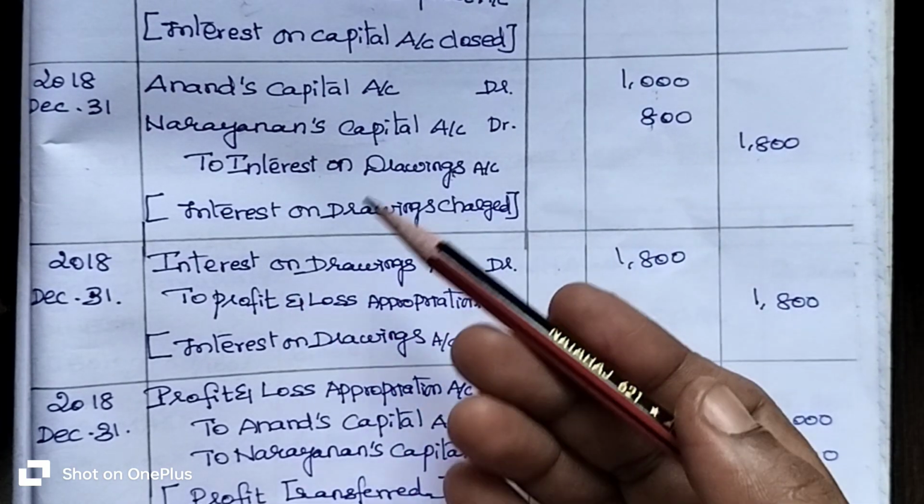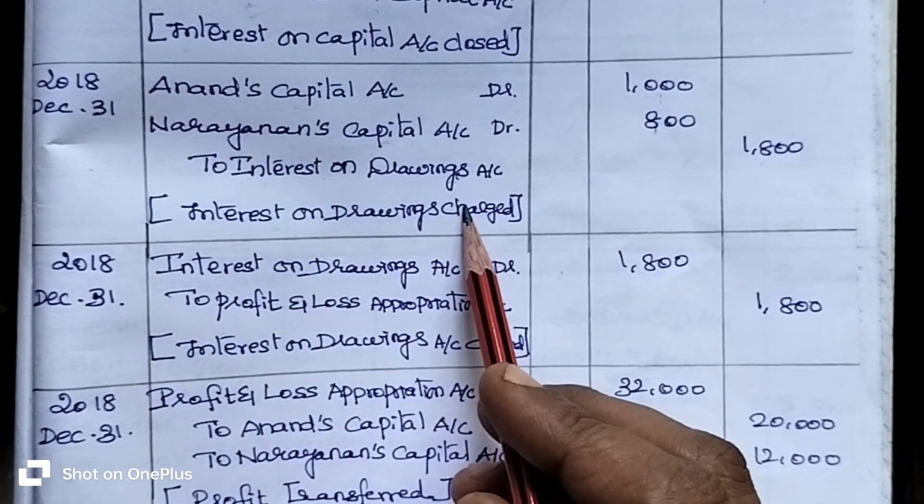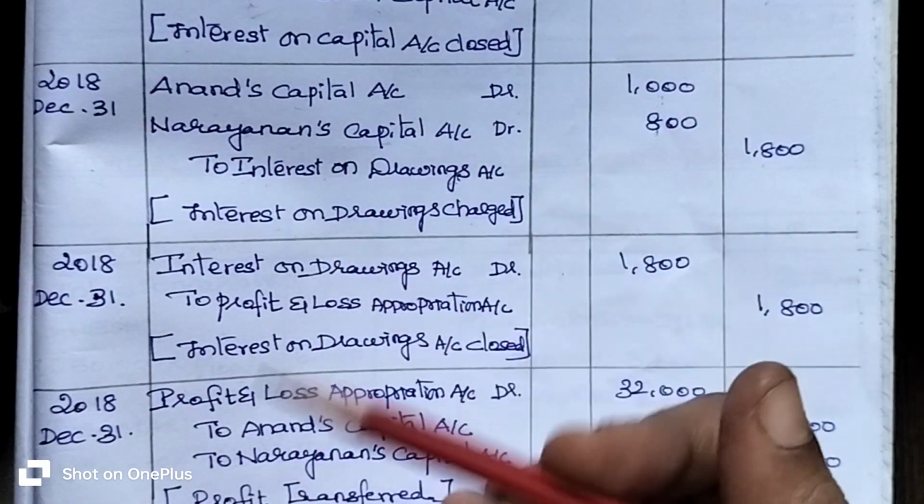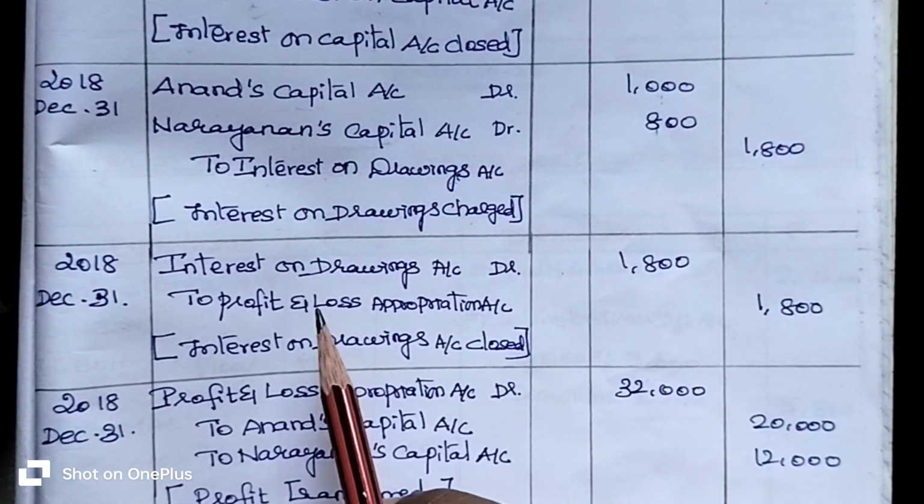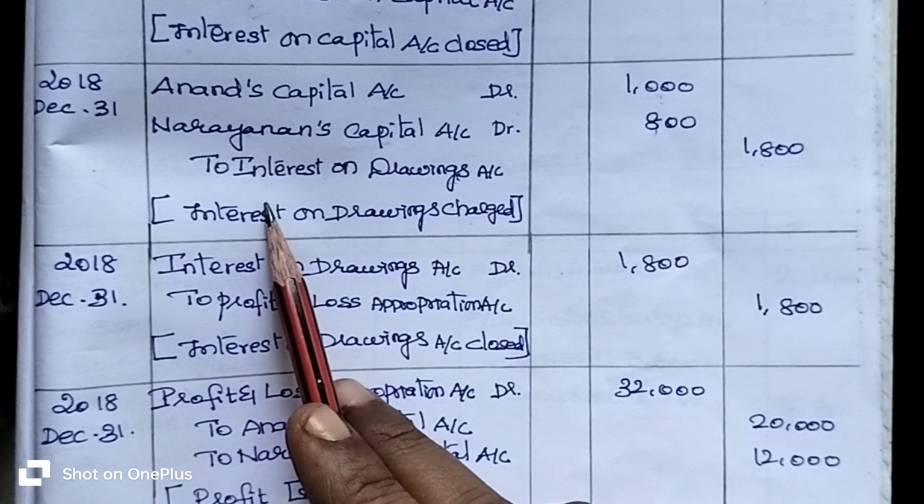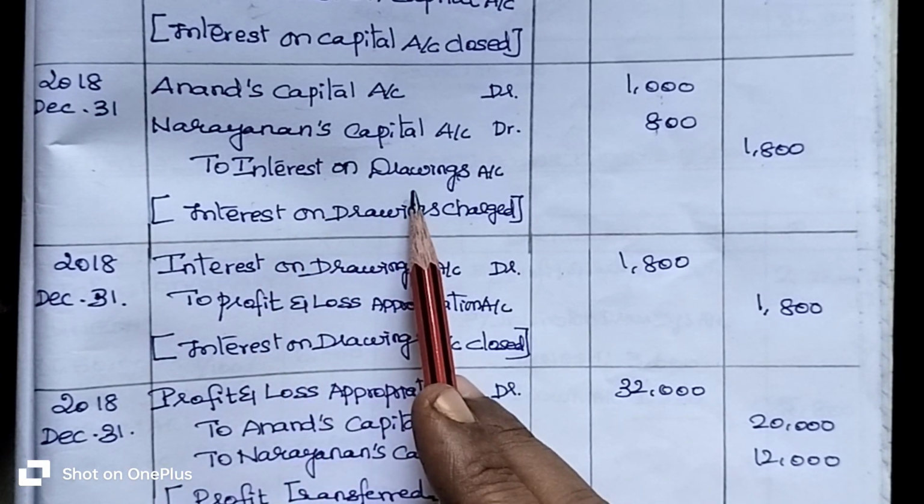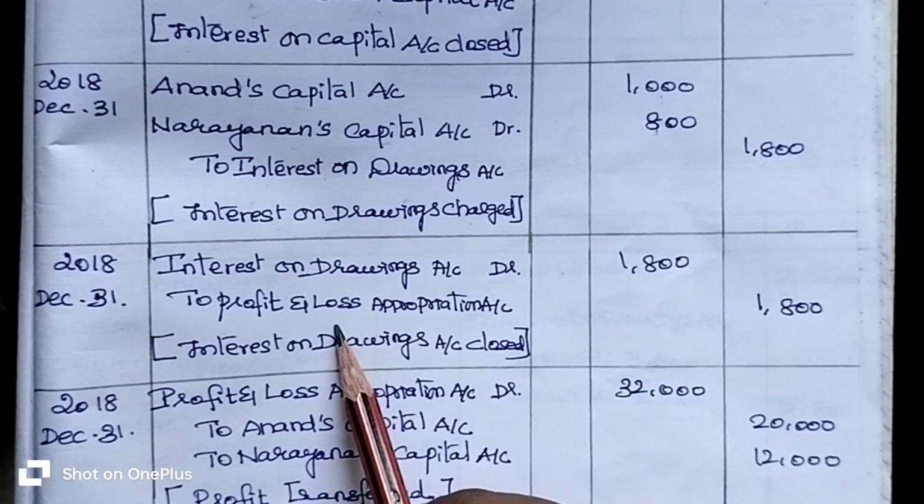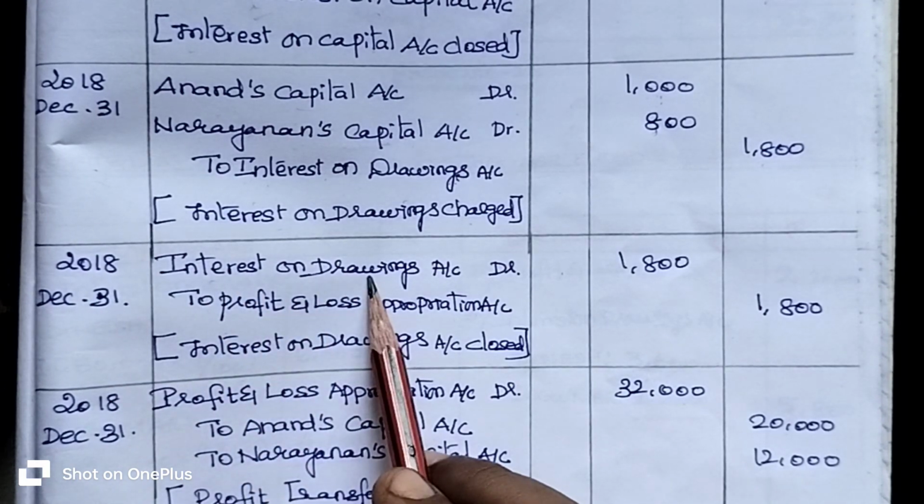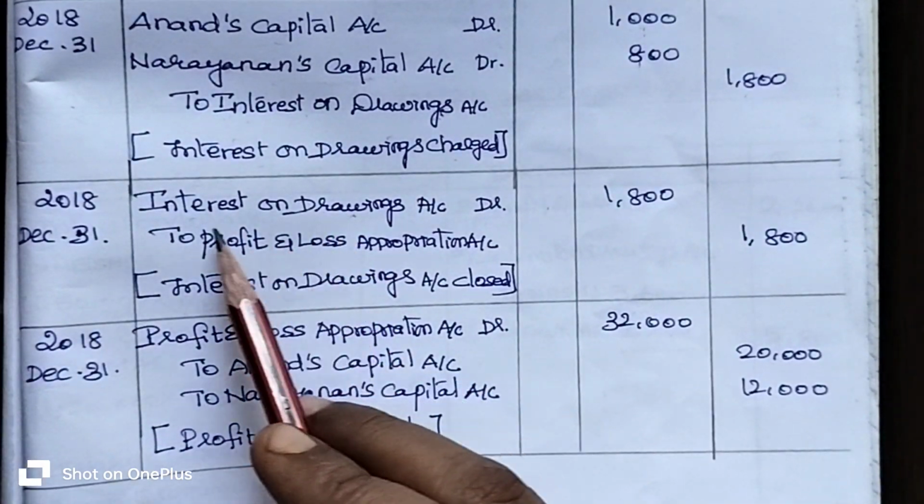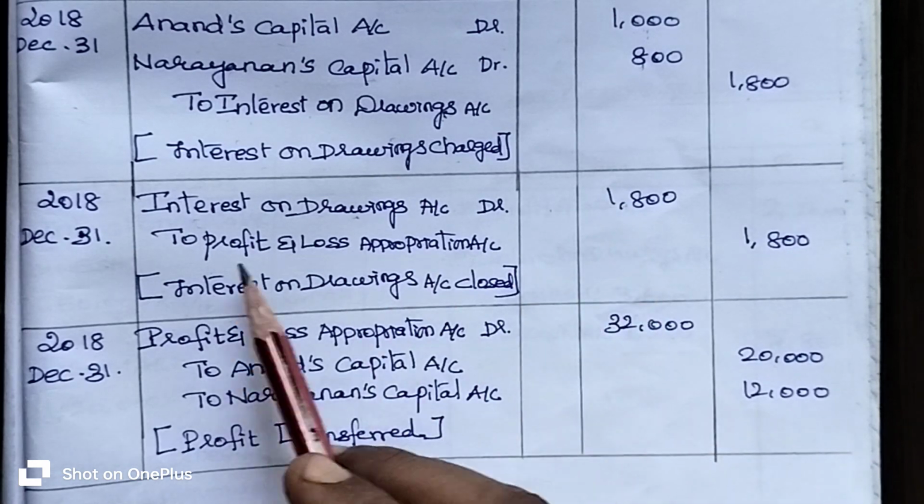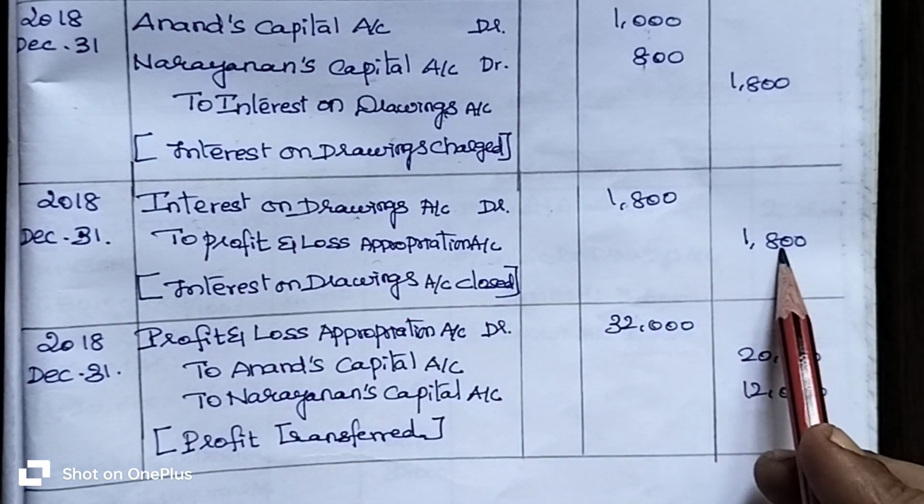Okay. Immediately we have to close the interest on drawing account into the profit and loss account. We have to transfer the interest on drawing into the profit and loss account. Where is interest on drawing? It is on the credit side. How to transfer the interest on drawing into the profit and loss account? It is to be debited, in reverse order. Okay. So interest on drawings account 1,800 rupees to profit and loss appropriation account 1,800 rupees.